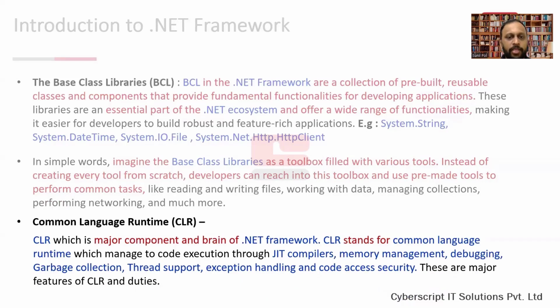So let's discuss the Common Language Runtime. The CLR is a major component of the .NET framework, which is also called the brain of the .NET framework. CLR stands for Common Language Runtime, which manages code execution through the JIT compiler. It also performs other tasks like memory management, debugging, garbage collection, thread support, exception handling, and code access security. So these are the major features and duties of CLR.